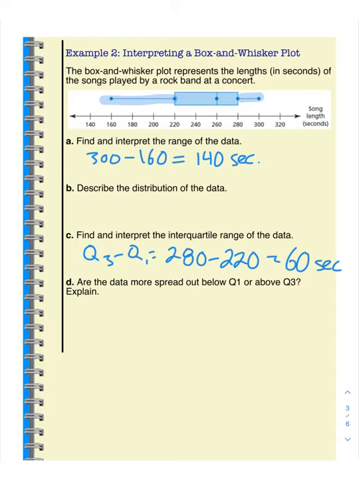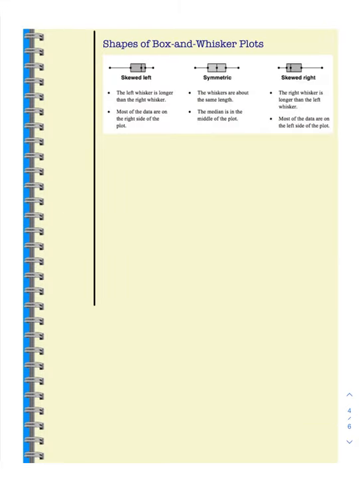All right, part D says, are the data more spread out below quartile 1 or above quartile 3? As we said in part B, the whisker on the left looks longer, which means the data is more spread out below quartile 1, and the data is closer together above quartile 3. All right, so when one whisker is longer than the other, there's actually a word for that. That last example was skewed left, just like this first box.